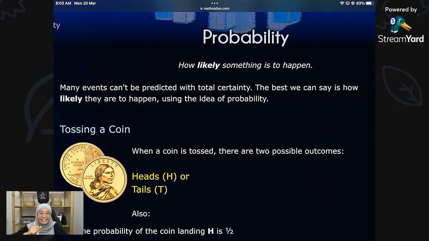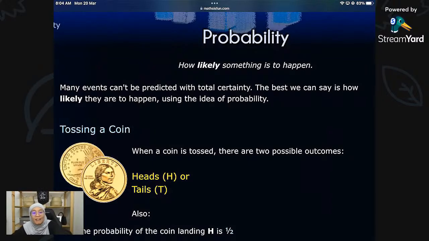Okay, so let's learn this. What is probability about? As we know, we cannot find any answers with total certainty, right? That's why the best we can say is how likely they are to happen, and so we call it probability, keberangkalian in Malay. Using the idea of probability to get an almost right answer, but it might not be the answer. Because we are just human, isn't it? We are not God who knows everything, right?